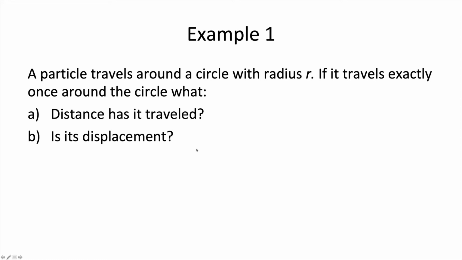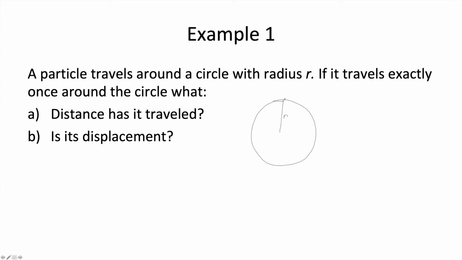So let's do a couple of examples. A particle travels around a circle. Okay, so let's draw a little diagram. It's always useful in physics to draw a diagram. So it's traveling around a circle. The circle has a radius r.